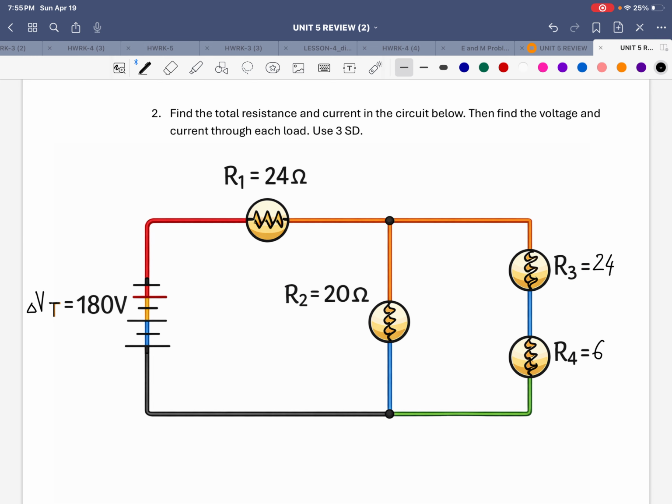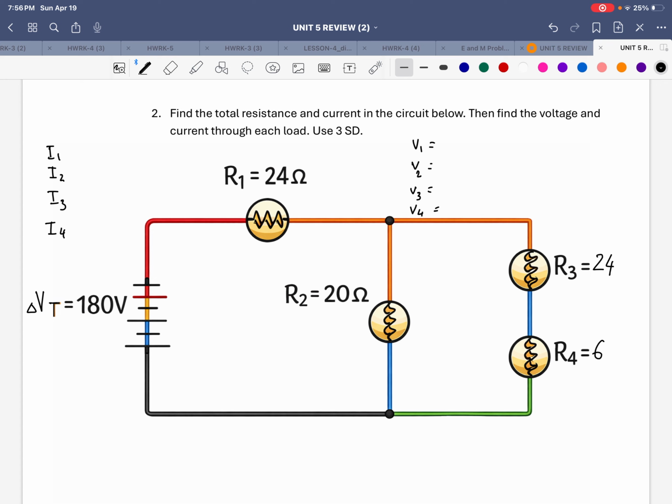So we have to find, as you can see, we have 4 resistors. So we have to find I1, I2, I3, and I4. And we have to find V1, V2, V3, and V4. So these are our unknowns.